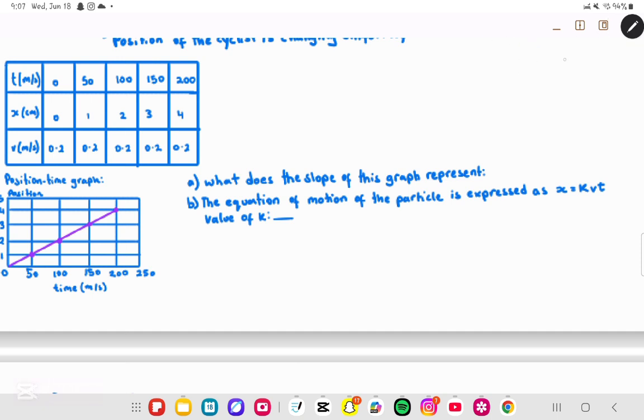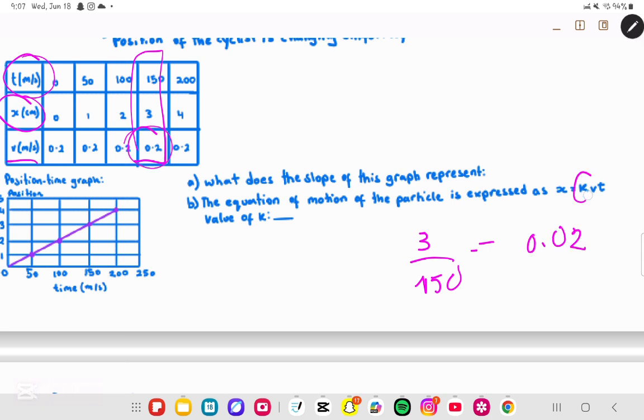Okay, so how I would like to do this is I would like to select a random table over here. For example, let's say this table over here. I have the distance and I have the time. So I'm going to take the distance divided by the time to get the velocity. So 3 over 150 is 0.02. However, they told us that the velocity is 0.2.